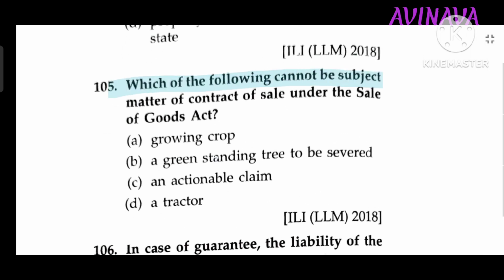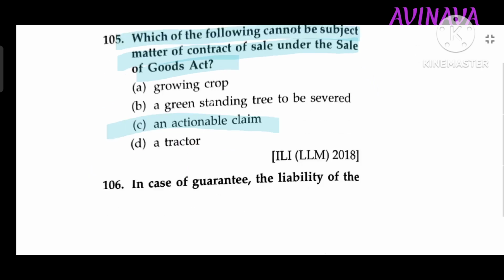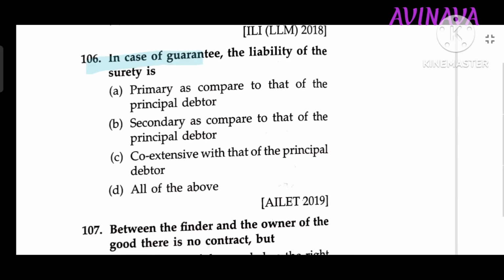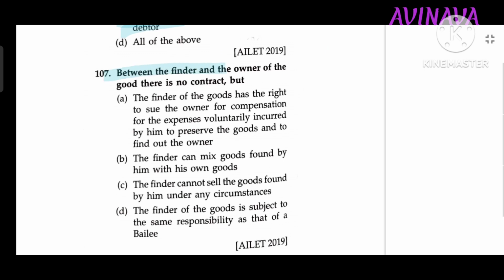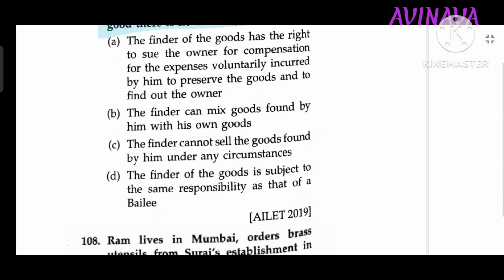Which one of the following cannot be the subject matter of a contract of sale under the Sale of Goods Act? An actionable claim. In case of guarantee, the liability of the surety is coextensive with the principal debtor. Between the finder and the owner of the goods there is no contract, but the finder of goods is subject to the same responsibility as that of a bailee.